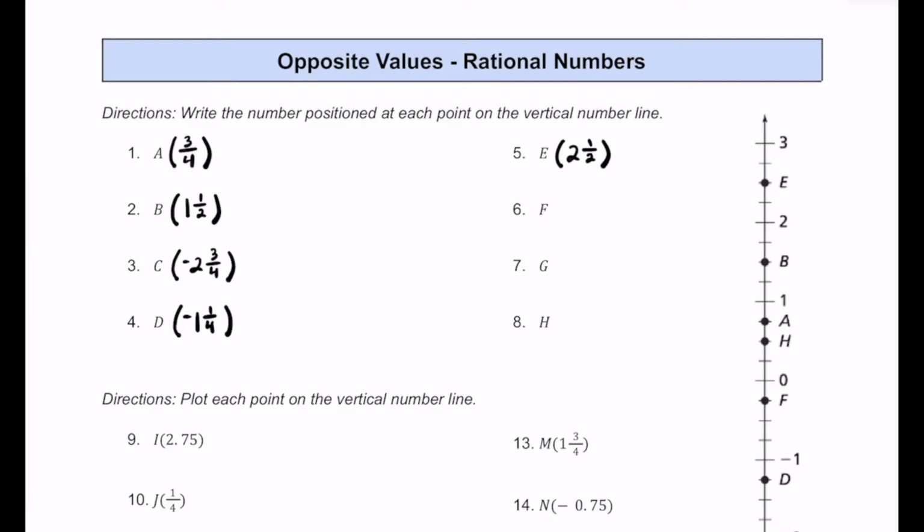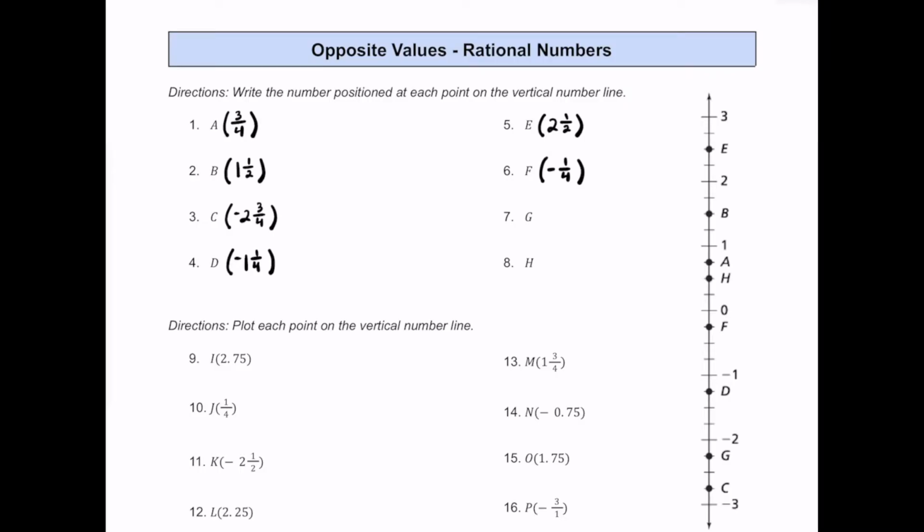For F, well, here's 0. F is just one tick mark below, so it must be -1/4. So we're going to write -1/4, and that's where F is located. For G, that is down here. So here's -2. This must be -2.25, a little more negative. So -2 1/4. It's the same thing.